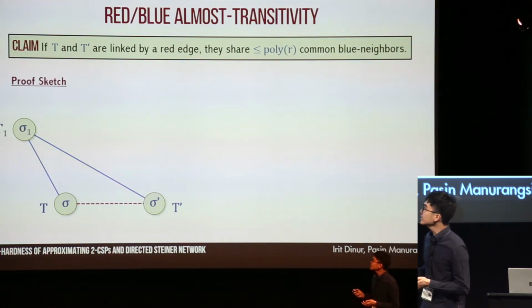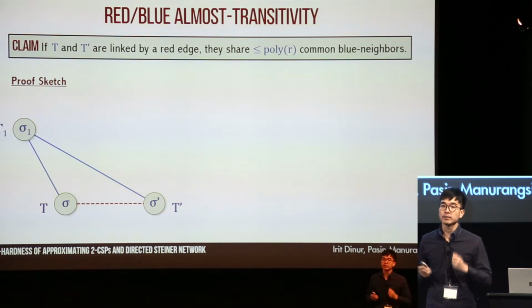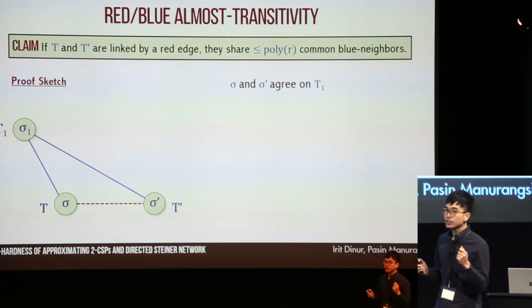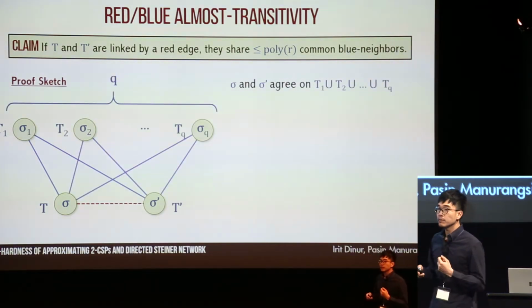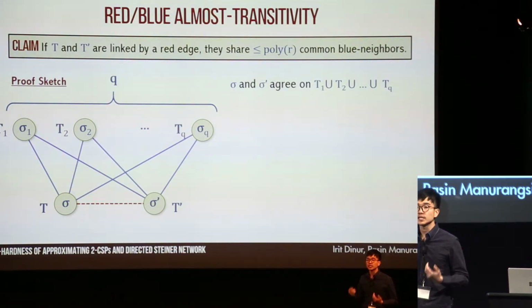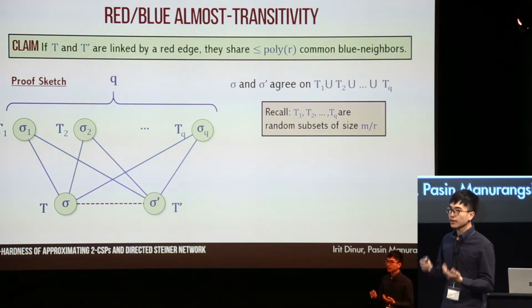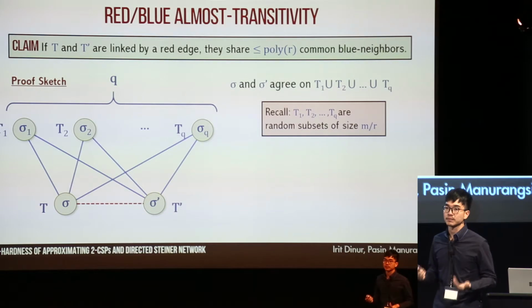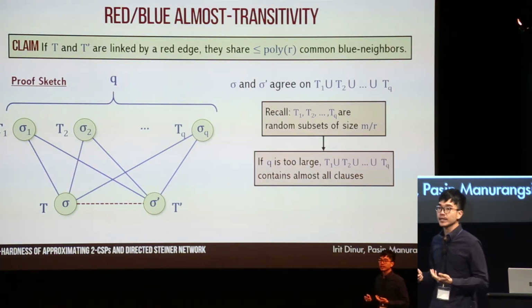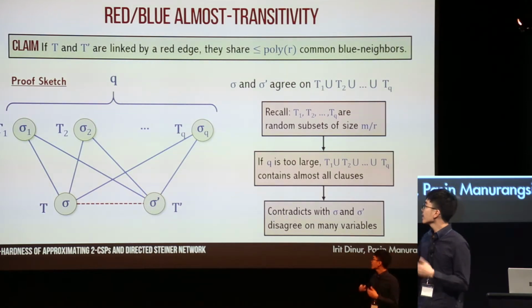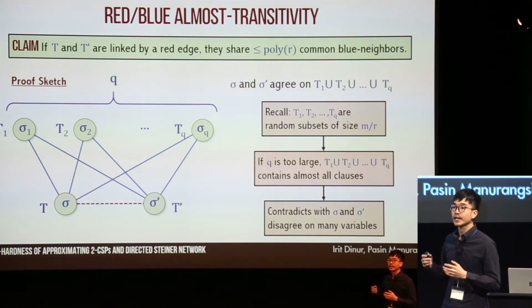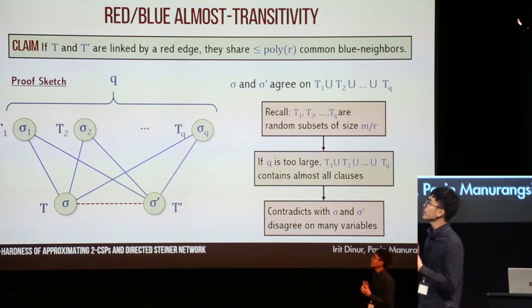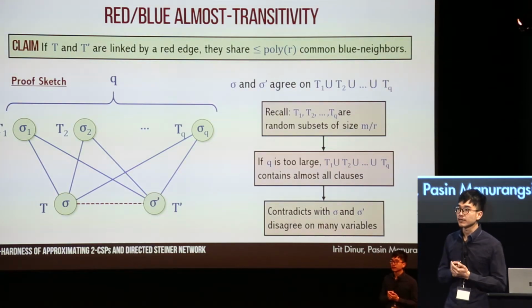And why is this the case? This is the case because if t and t prime has a common neighbor, say t1, then it actually means that the two assignments must agree on t1. So if it has, say, neighbor t1 to tq, then the assignments must agree on t1 union t2 and so on to tq. And also recall again that these t's are just random subsets. So if q is too large, then this union will contain almost everything. But this would contradict the fact that there is a red edge between t and t prime, because that means that they disagree on many of the vertices. So indeed, we have proved the red-blue transitivity of this graph.